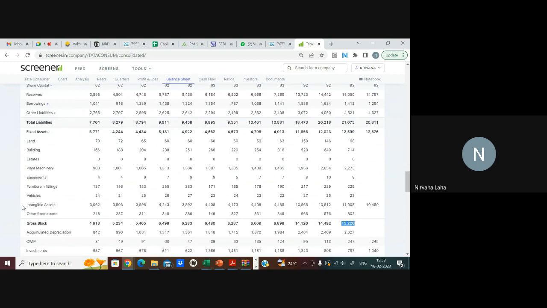Look at the amount of intangible assets. 11,000. Almost all the assets are made of intangibles, which means they've probably kept on acquiring, and a lot of goodwill has come up on the balance sheet. Plant and machinery is only 2,200, 2,300. Now goodwill, we are hearing this term, right?